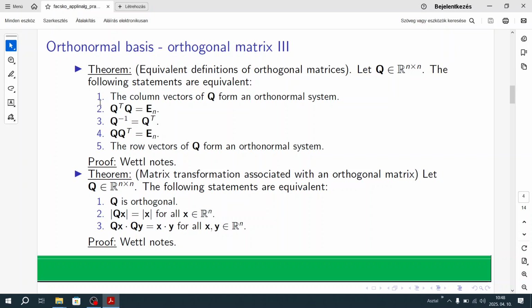Okay. Next one. With transformation. Yesterday I made the calculation. The three statements are equivalent. The matrix is orthogonal. You take any vector, multiply the vector with the orthogonal matrix, and then the absolute value of it will be the absolute value of the original vector.